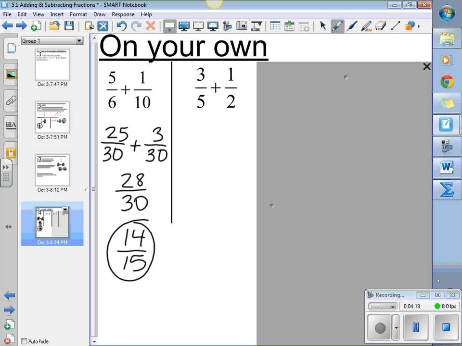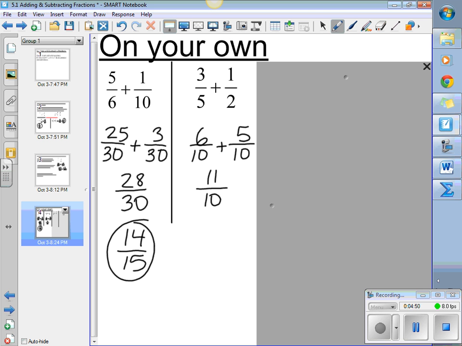All right. 3/5 plus 1/2. I have a least common denominator of 10. So now 5 times 2 got me to 10. So 3 times 2 gives me 6. 2 times 5 gets me 10. So 1 times 5 gives me 5. I get 11 over 10.